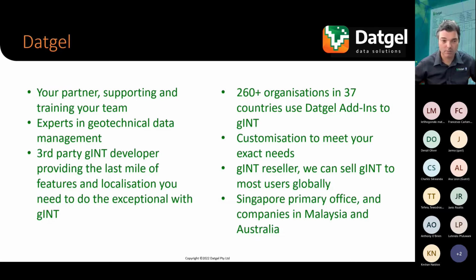So a little bit about Datgel. We're a software company. We employ software engineers and application engineers, and our main business has been as a third-party developer of gINT technology. Our customer base is about 262 companies around the world in 37 countries. And we are also a reseller of gINT. We can resell that to most small and medium-sized companies around the world as well.